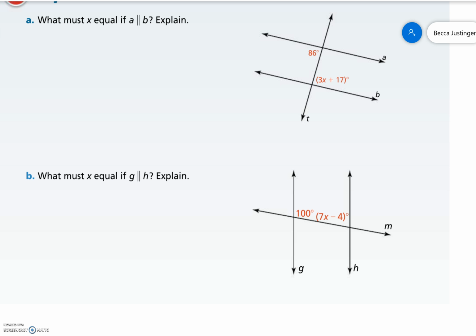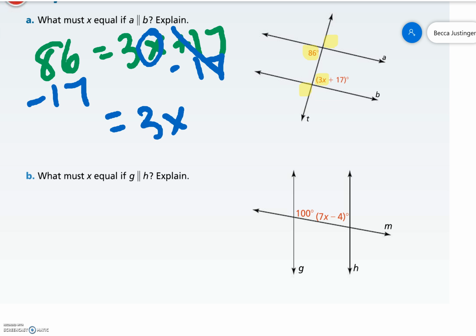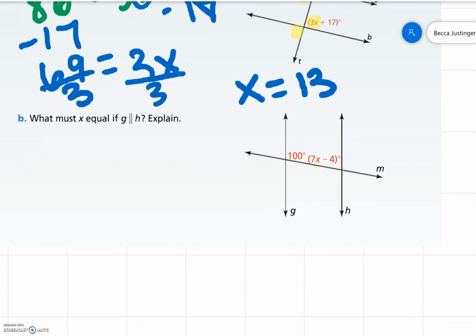So I know that if this is 86, so is this angle, so is this angle, and so is this angle. So 86 must be equal to 3x plus 17. Trying to solve for x, I subtract 17 from both sides. This cancels. 3x equals, this is 69. Then I divide by 3, so x equals 13. So if those two lines were to be parallel, x would have to be 13.